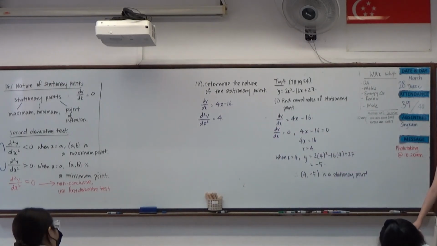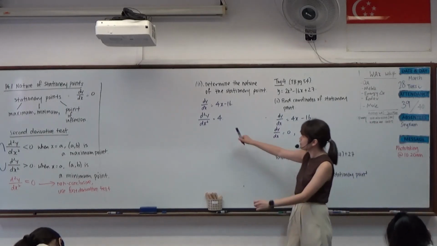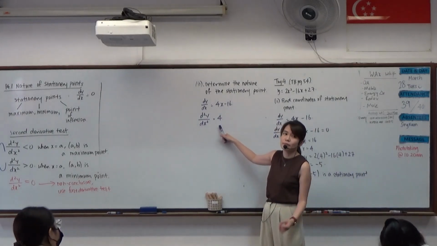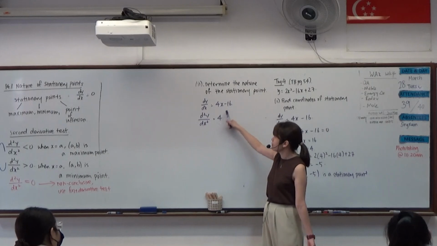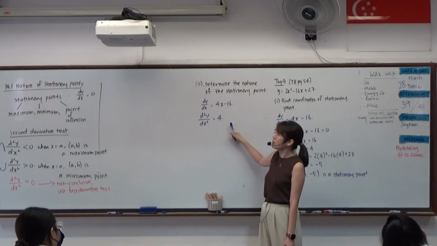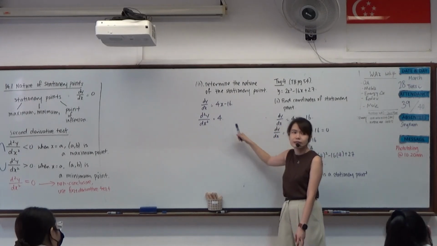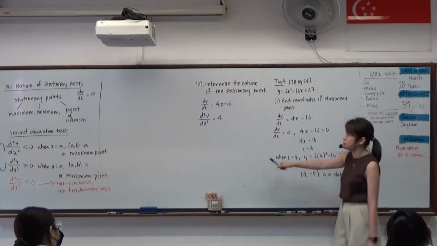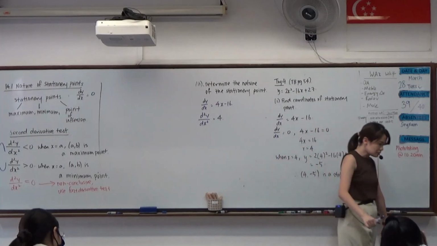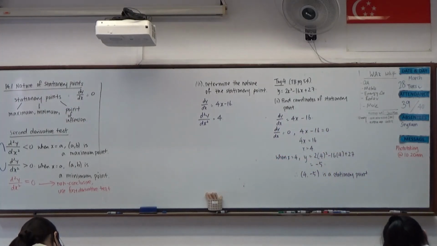Okay? It is not all the time that your second derivative gives us a value itself automatically. Sometimes it can become a function, for example 4x squared or something like that. So if it is a function, then you have to take this value and substitute it inside. Later on I'll show another example about that.